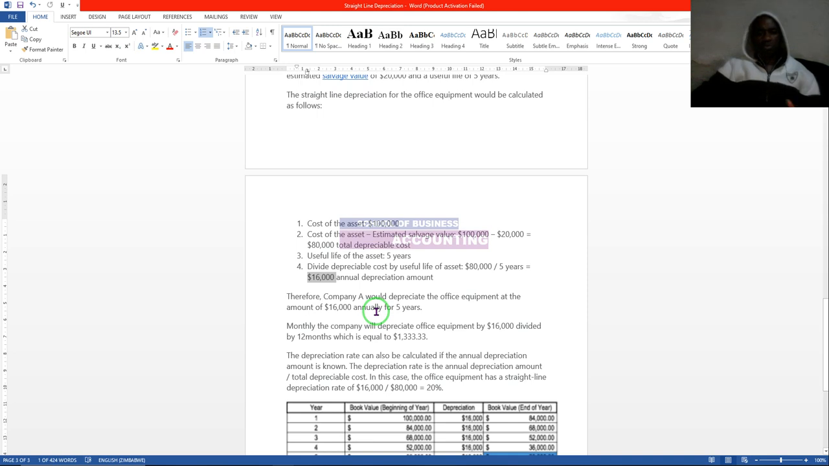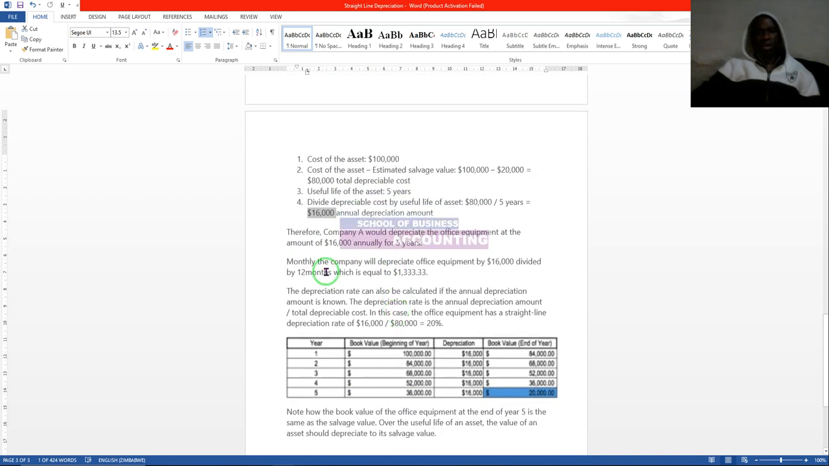Therefore, a company would depreciate the office equipment at the amount of 16,000 annually for 5 years. Now, if you were to calculate the monthly depreciation charge, the company would depreciate the office equipment by 16,000 divided by 12 months, because a year has 12 periods or 12 months, which equals 1,333. So if you were to process the depreciation amount monthly, we could use this amount. Basically, that's how you could calculate it.